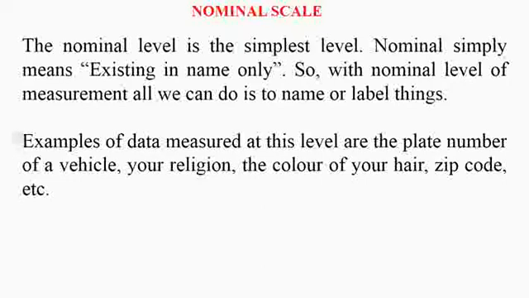So examples of data measured at this level are the plate number of a vehicle, the religion we practice, the color of one's hair, the zip code is a nominal scale. Any particular city can be assigned a zip code for the purpose of identification. So it is specific to that particular city or state. So no two states will bear the same zip code. So it is a nominal scale.